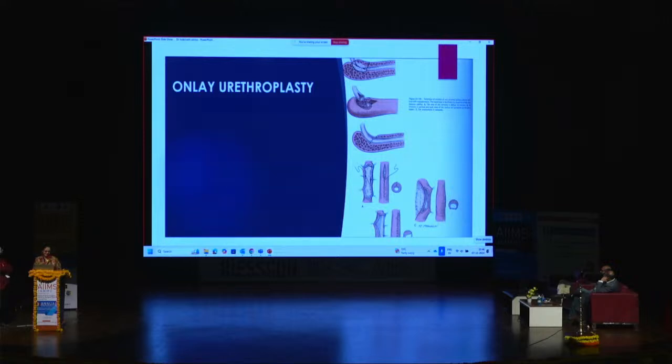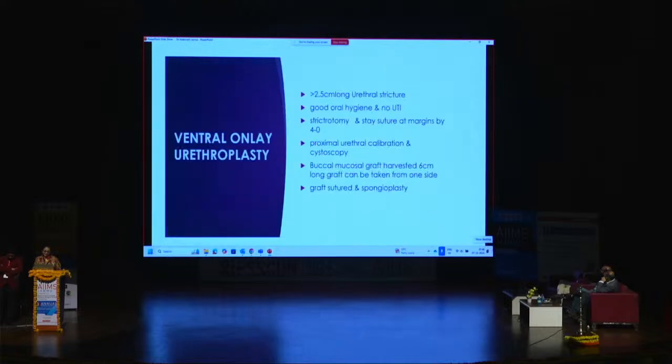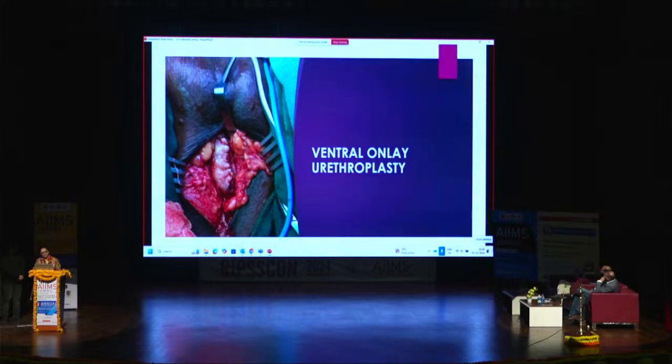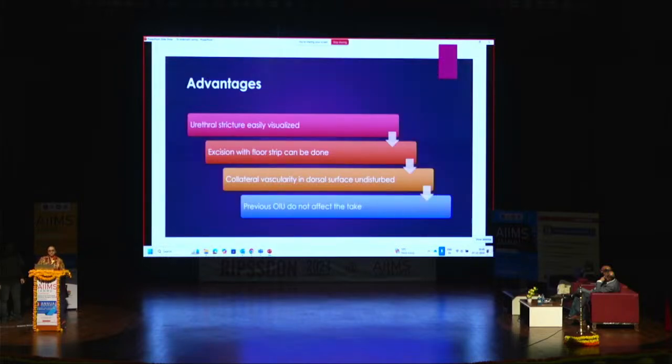So onlay technique, we just lay open the stricture and put a graft on the outside, not the inside. Most commonly used technique is ventral onlay urethroplasty. So on the ventral surface, we do the stricturotomy, clean up, put a graft and do the anastomosis for the long segment. Yeah, this is the typical photograph on the ventral part. This buccal mucosa graft has been put. This is one of the most common techniques.